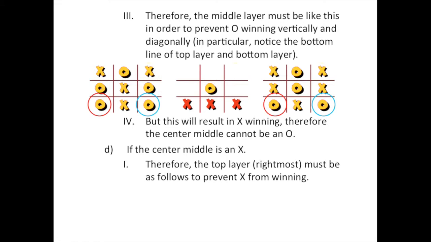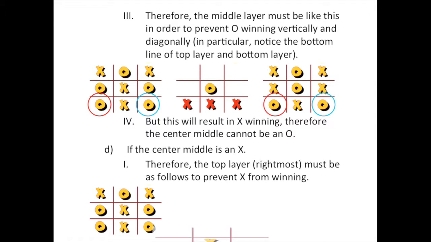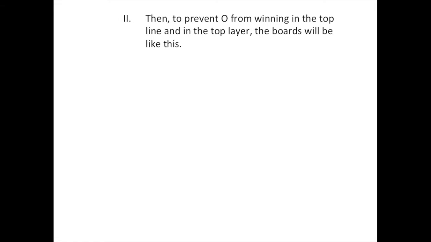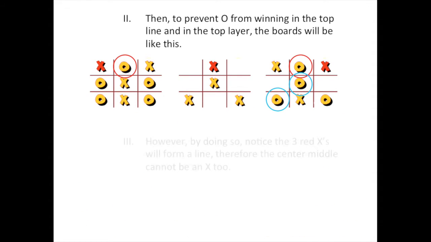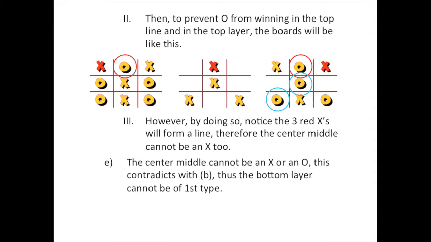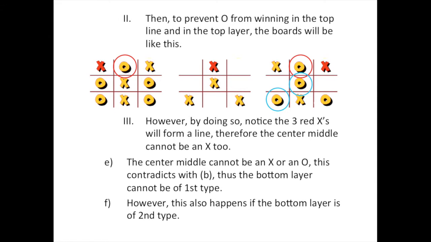If the center middle is an X, then the top layer must be as follows to prevent X from winning. Then, to prevent O from winning in the top line and in the top layer, the boards must be like this. However, by doing so, notice the three red axes will form a line, and therefore the center middle cannot be an X too. Now we noted that the center middle cannot be an X or an O. This contradicts with statement B, and thus the bottom layer cannot be the first type.